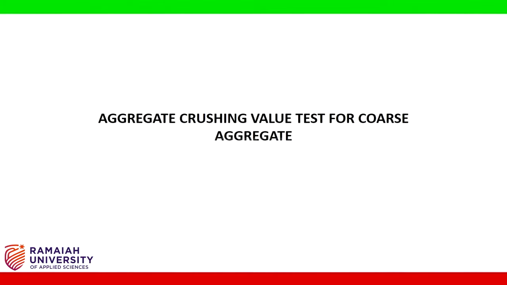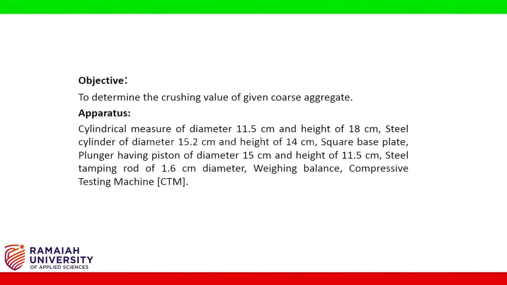Hello friends, with this experiment we are determining the crushing value of given coarse aggregate. Apparatus: cylindrical measure of diameter 11.5 cm and height of 18 cm, steel cylinder of diameter 15.2 cm and height of 14 cm, square base plate, plunger having piston of diameter 15 cm and height of 11.5 cm, steel tamping rod of 1.6 cm diameter, weighing balance, compressive testing machine, that is CTM.